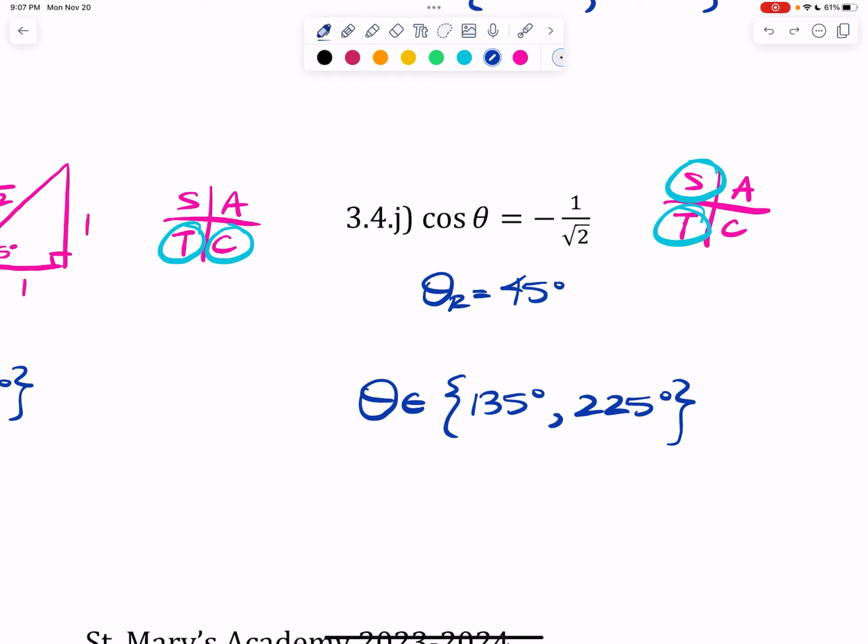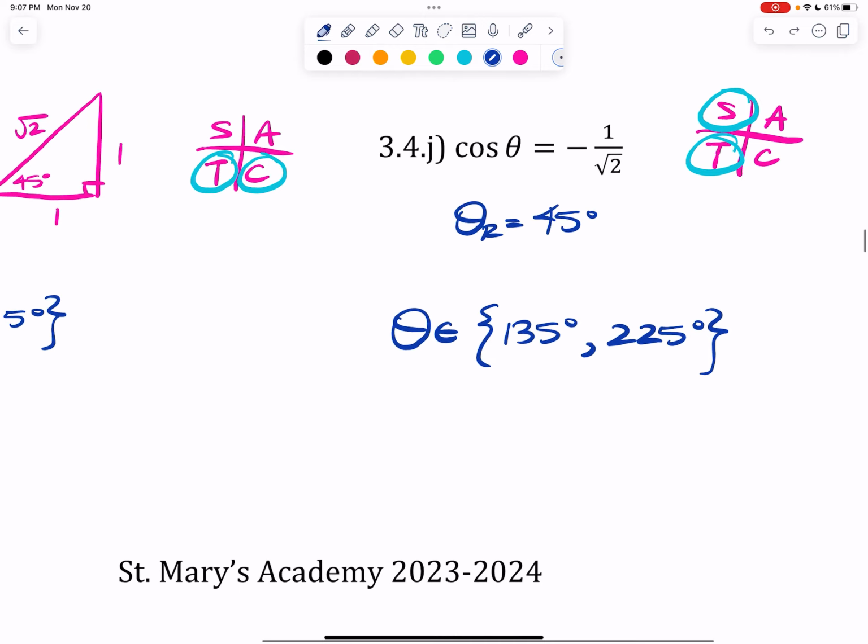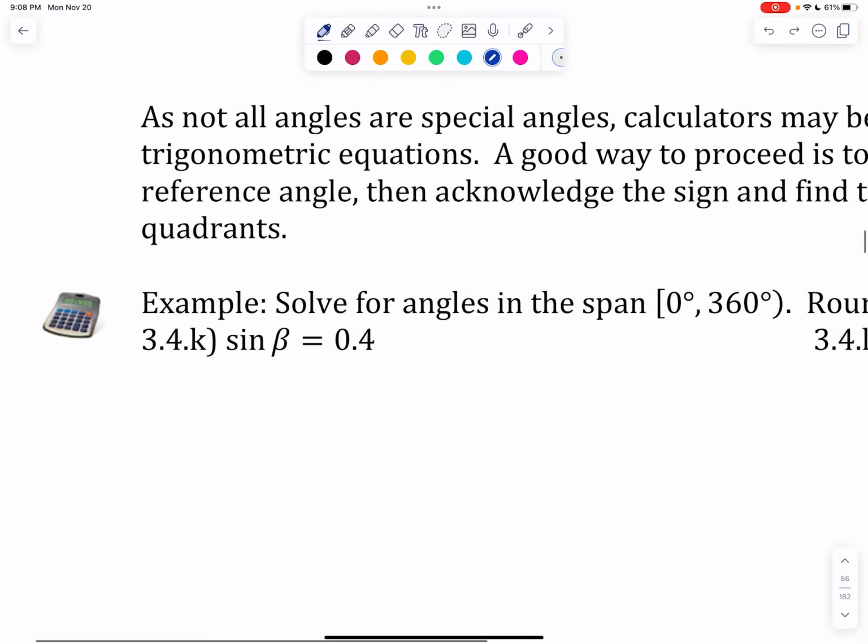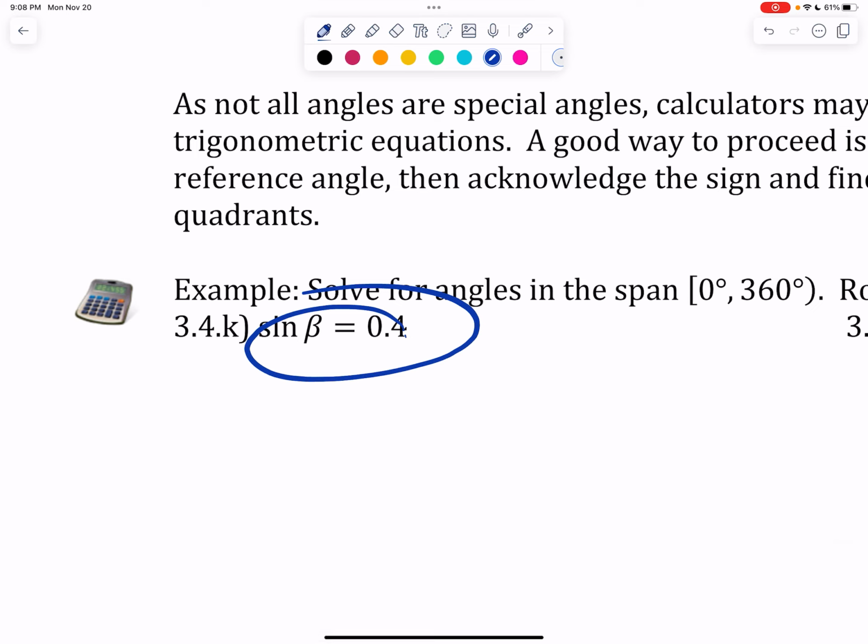So that is all the non-calculator stuff of this lesson. There is also calculator stuff in this lesson, like on this page. We're given a case like this. That is not a special triangle scenario. We're not going to get an opposite over hypotenuse of 0.4 from one of the special triangles. So we're going to need to use a calculator for a scenario like this. But the core concept is the same. We need to find the reference angle and then determine which quadrants we are in.